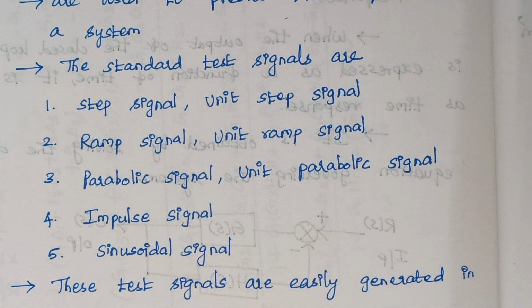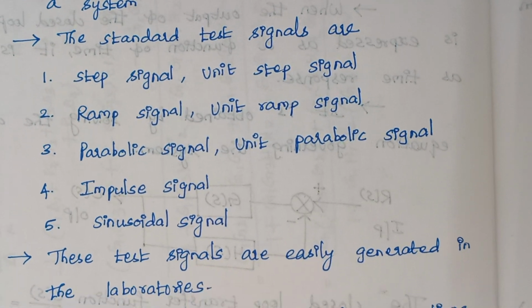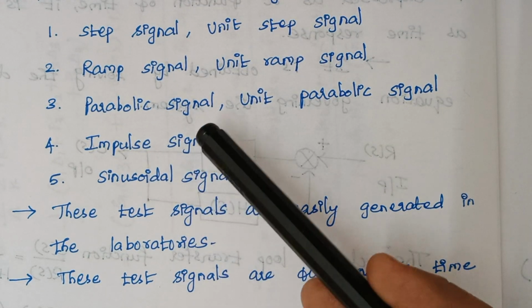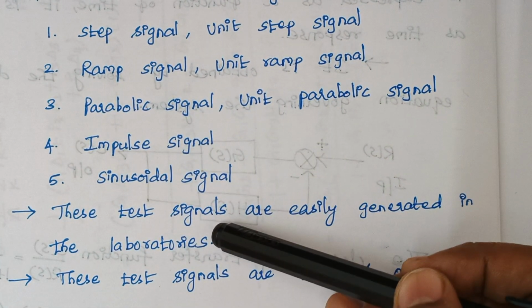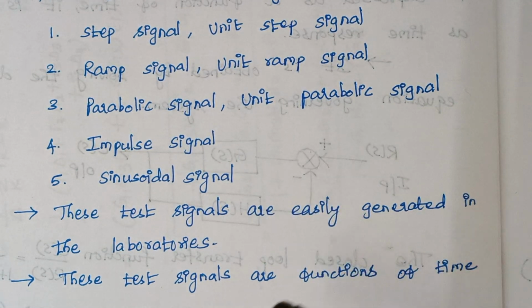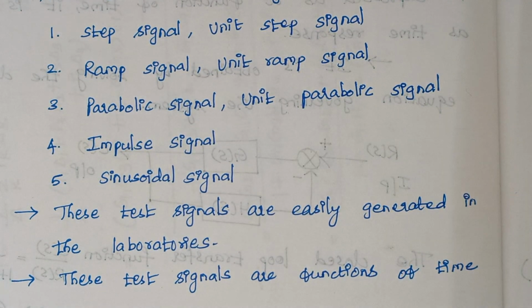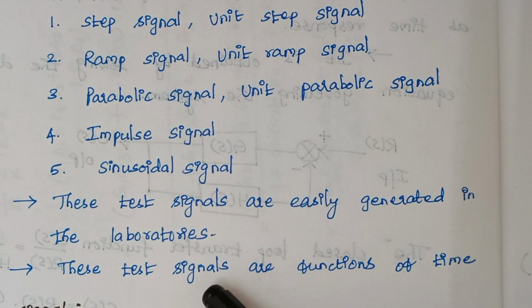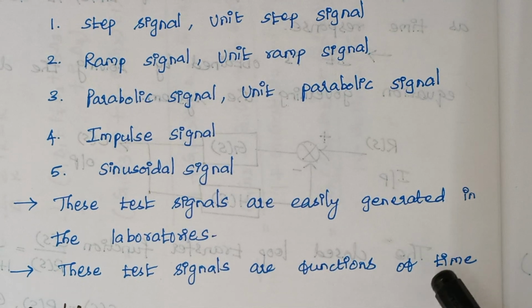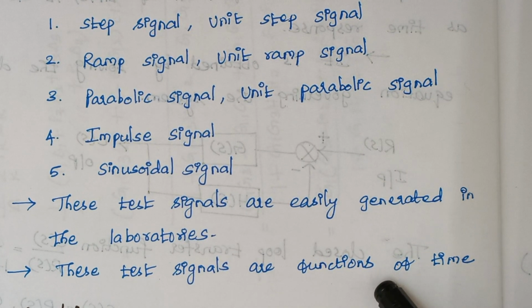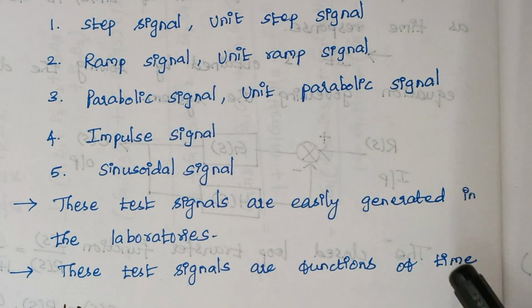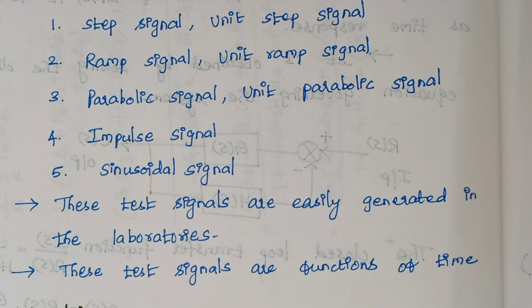These test signals are generated in laboratories. We can easily generate these 5 types of signals in laboratories, and finally we can use them to check the performance of a system. The test signals are functions of time, because in this chapter we are studying each and every term in terms of time. This is time response analysis. Now we are going to discuss each type of test signal.